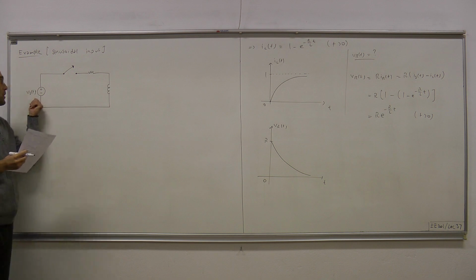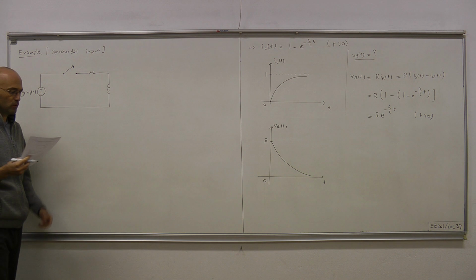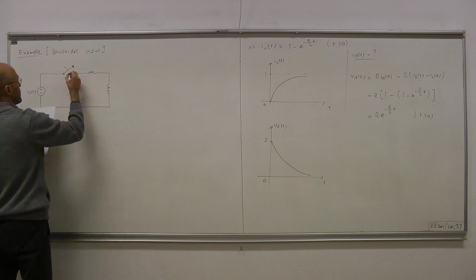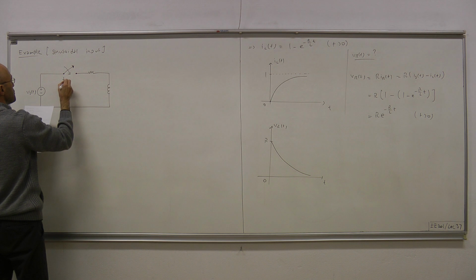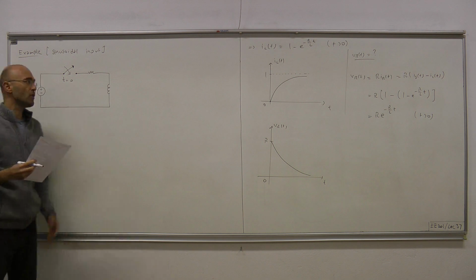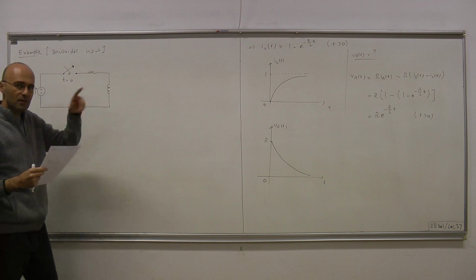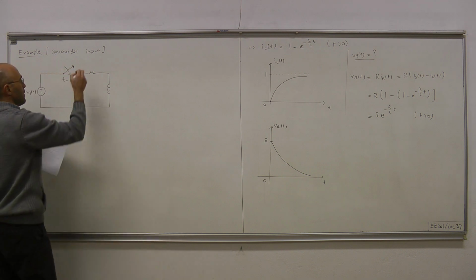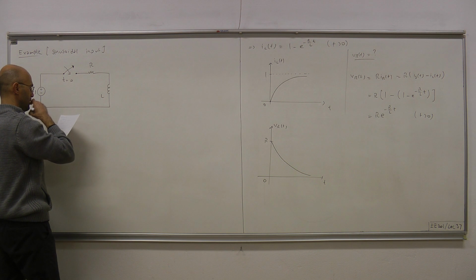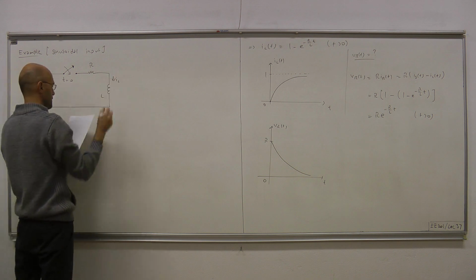This is the input of the circuit, an independent voltage source. We have a switch here that closes at t equals 0, and when the switch closes, all these three components become series in a loop: R, L, and this is IL.